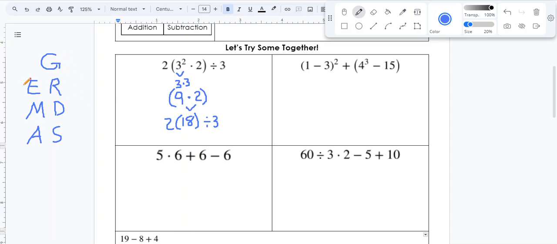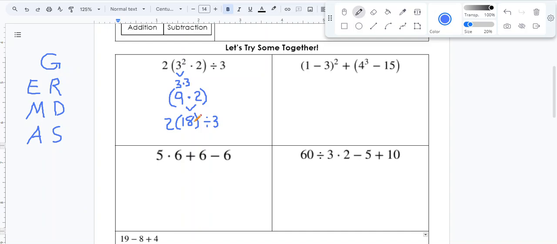Now I got to go across. Is there any more exponents or radicals? No, there's no more exponents or radicals. Is there multiply and divide? Yes, there is multiply and divide. When a number is next to a parentheses, that means multiply. I'm going to say that again. When a number is next to a parentheses, that means multiply.